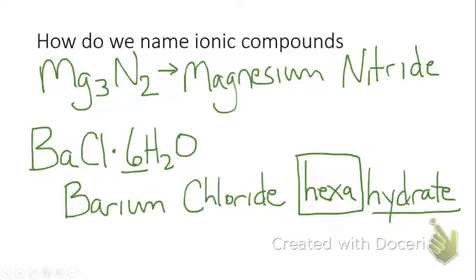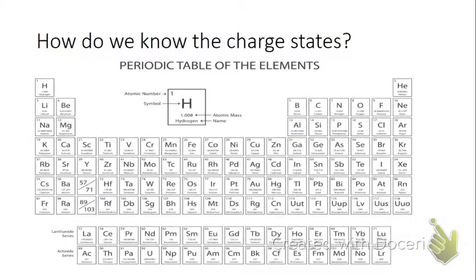So then, how do we know the subscripts? How do we know in this compound magnesium needs to have a 3 and nitrogen needs to have a 2? We look at the periodic table and we can find different trends and different charge states. That's why we need the subscripts, to get rid of the overall charge. So, how do we know?